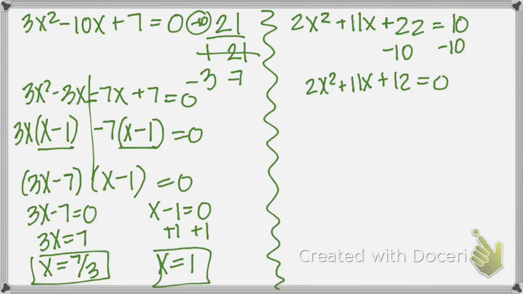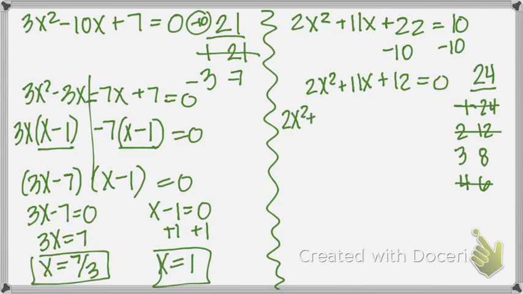A and C. 2 times 12 is 24. So I know I could have 1 and 24, 2 and 12, 3 and 8, 4 and 6. Now I want the one that's going to add and give me 11. Not that one. Not that one. Not that one. So 3 and 8. 2x squared plus 3x plus 8x plus 12.